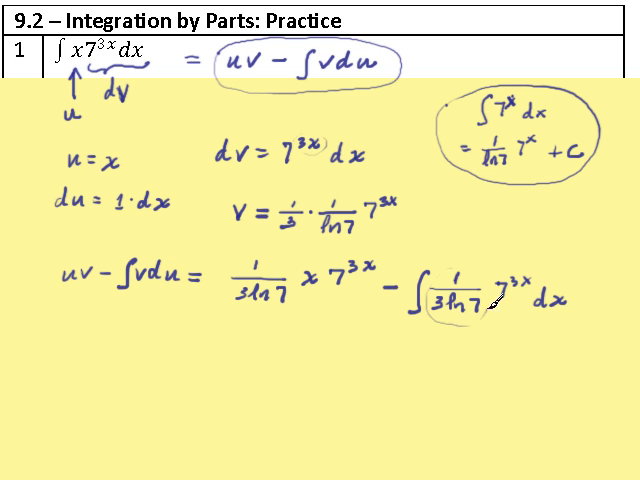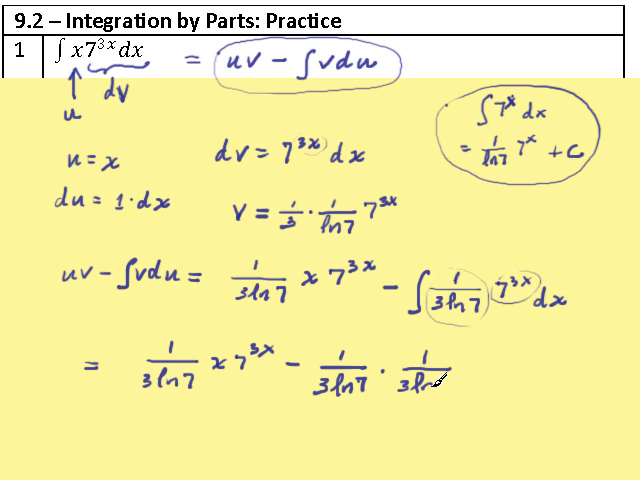Now, this is just a constant, so this is the part that we're going to concentrate on. Let me just copy this over and integrate. So the first term above is 1 over 3 ln 7, x, 7 to the 3x, and now we're going to integrate. Here's that constant. I'm just going to rewrite it. And we saw what we get when we integrate 7 to the 3x. We did it in this step to go from here to here. We get, once again, 1 over 3 ln 7 times 7 to the 3x.